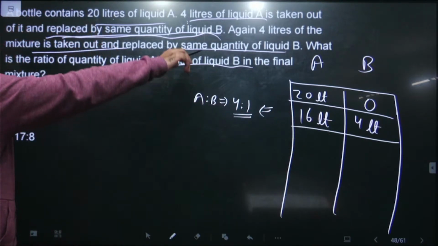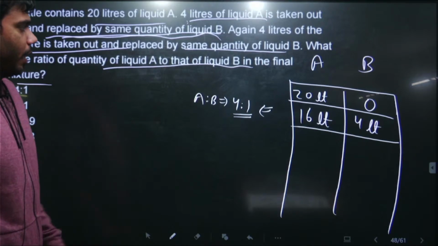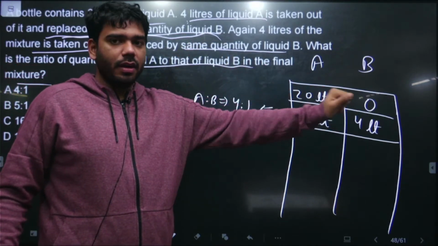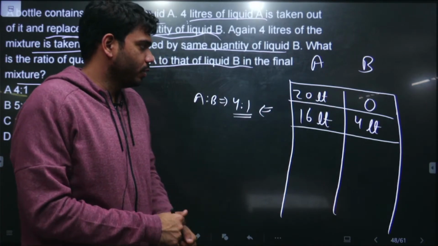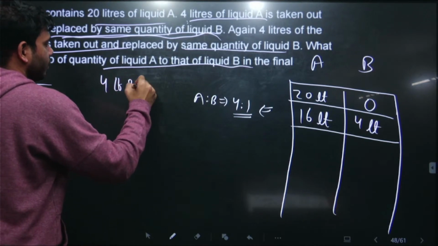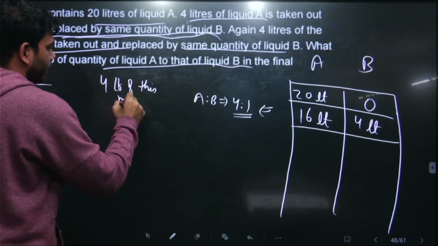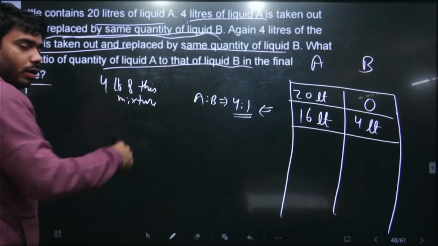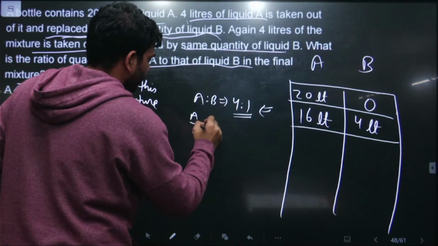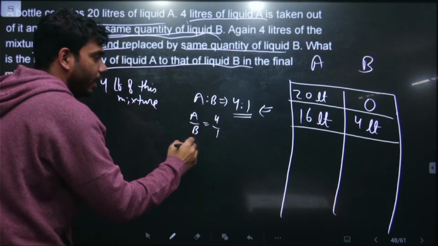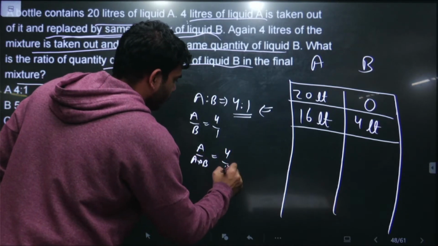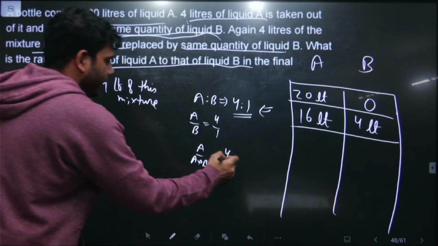Then again 4 liters of this mixture is taken out. The mixture in the sense of this complete 20 liters where A and B are present in the 4:1 ratio. Now if we took out 4 liters of this mixture, how much A will be in this 4 liters? We know the ratio of A to B is 4:1. So the ratio of A to the total, where total is A plus B, will be 4:5.